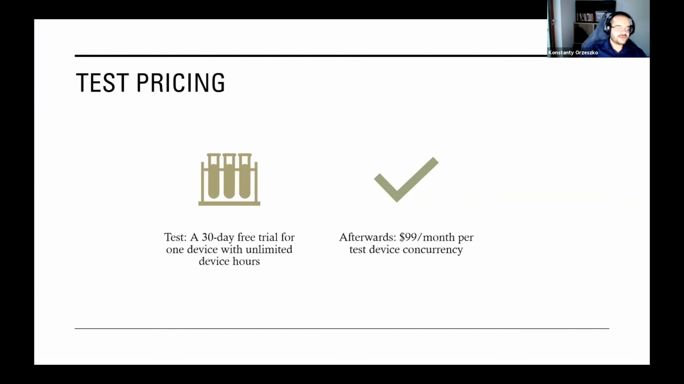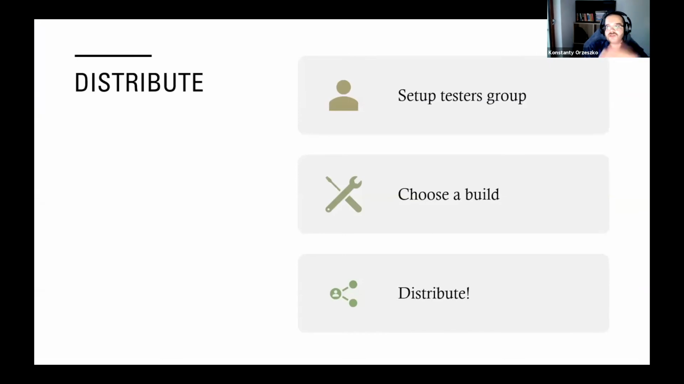Well, this is not entirely free. To be fair, it's a 30-day free trial, and then you have to pay $100 for this. However, I strongly advise you to do it because it's a great feature. We will see how it works in a few minutes because it has to set up in the background. Let's go and distribute the app. To do this, we'll have to first set up the testers group on the App Center. Second, choose a build, and then just hit distribute. So let's do just that.